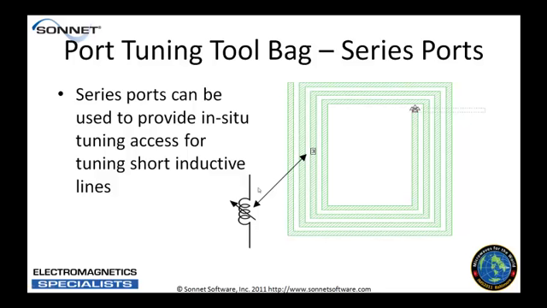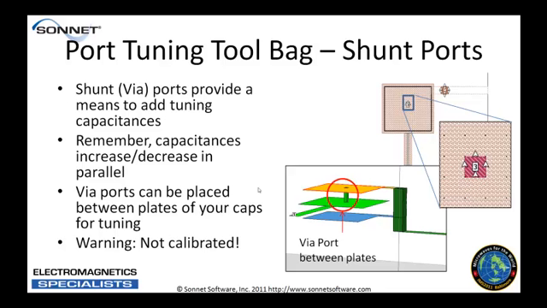So, in a practical application, we can apply this to a spiral inductor, as you see here, and the series port can be placed in one of the turns of the inductor to provide an in situ tuning access, or a tuning port location for tuning a shortened section of inductive line. Well, that works for series ports. How about an analog for shunt ports?